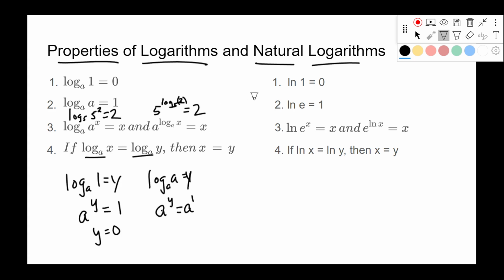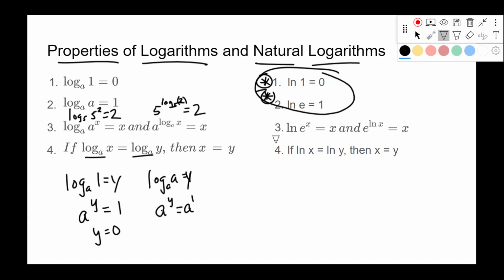On the other side, with natural logs, the natural log of 1 is equal to 0. Again, these are all properties that correspond to the properties on the left-hand side here. The natural log of e is equal to 1. These two you should know off the top of your head, without a doubt. In calculus, you use them all the time. You shouldn't need a calculator to tell you that the natural log of e is 1, or that the natural log of 1 is 0. ln e to the x is equal to x, and e to the ln x is equal to x.